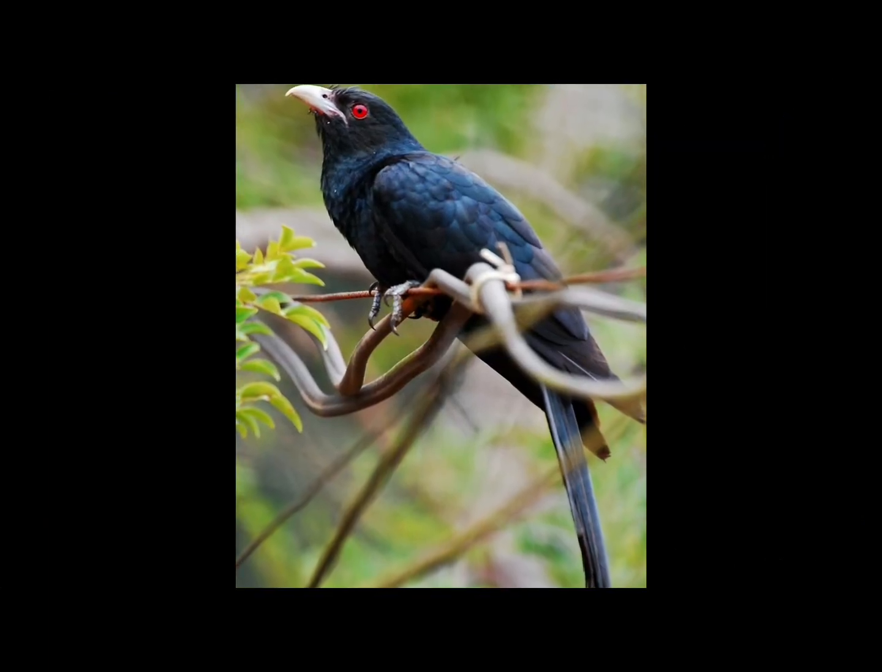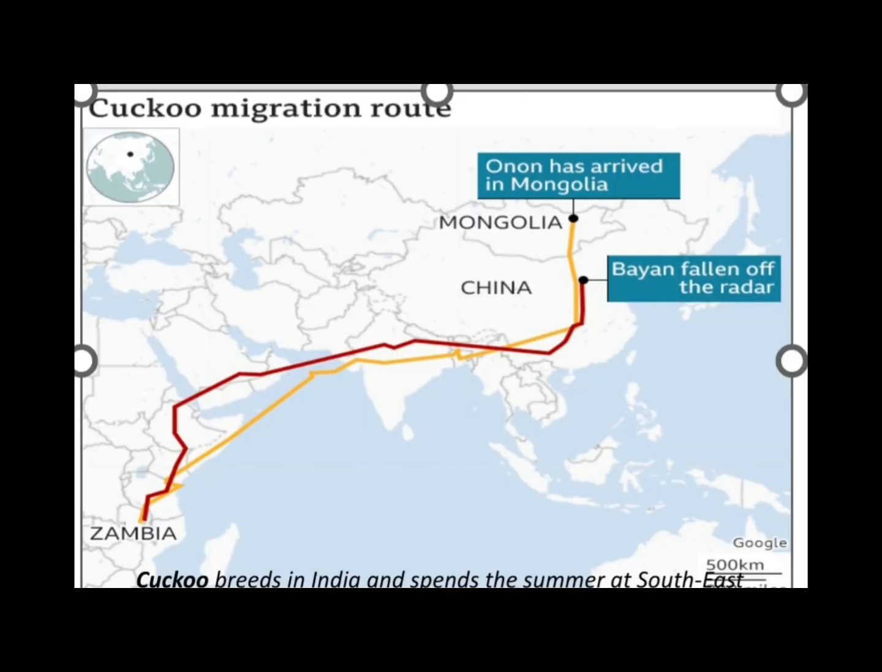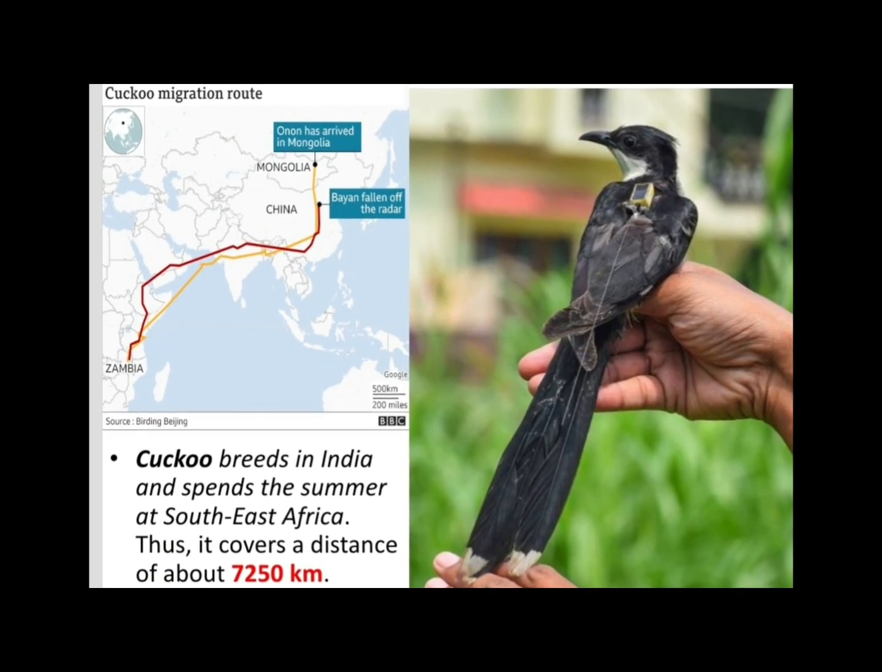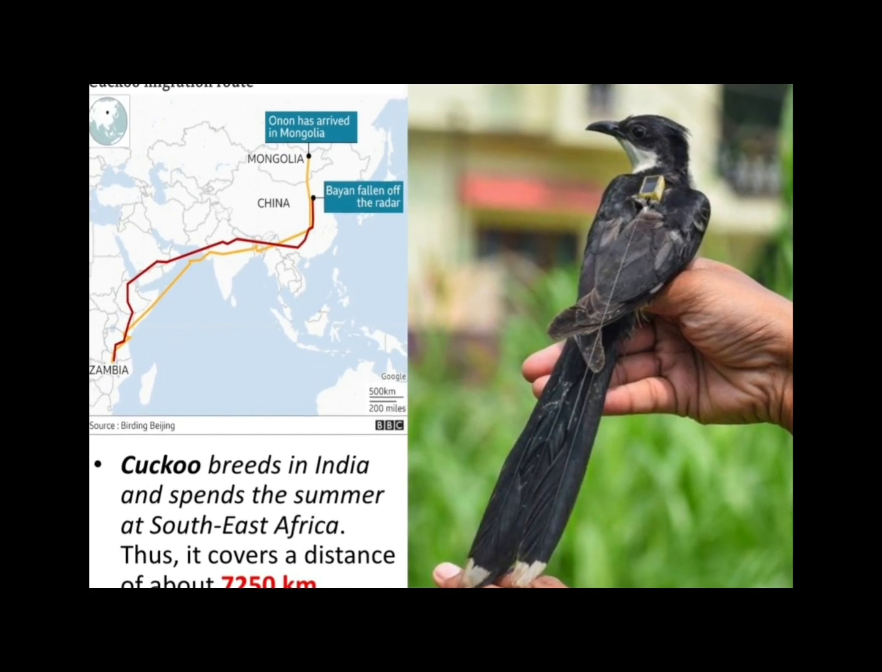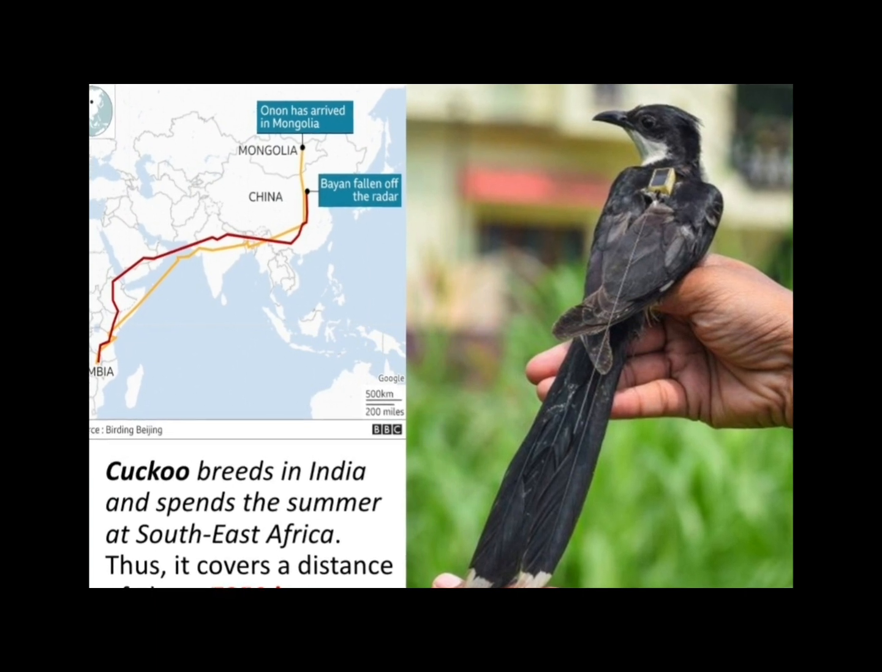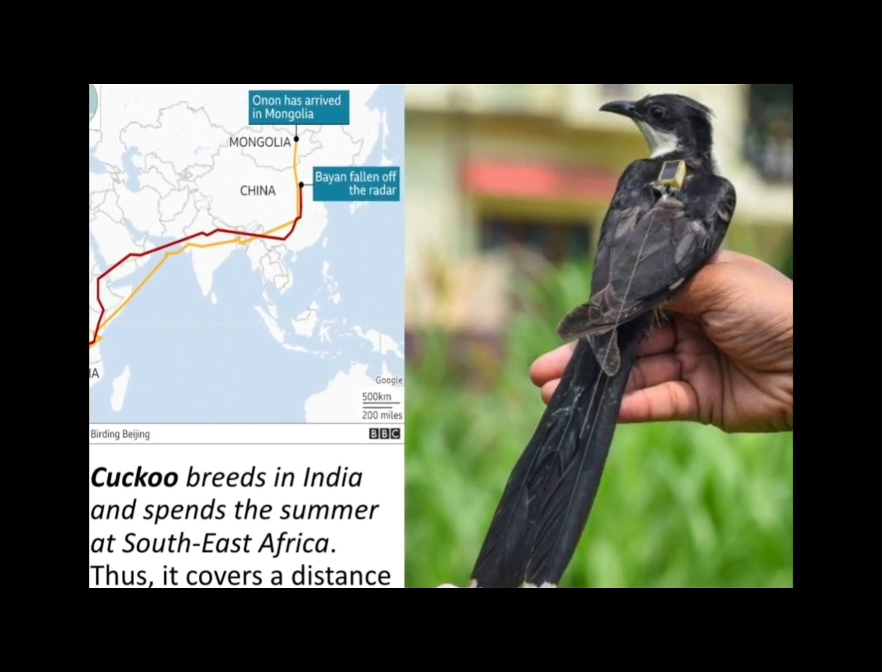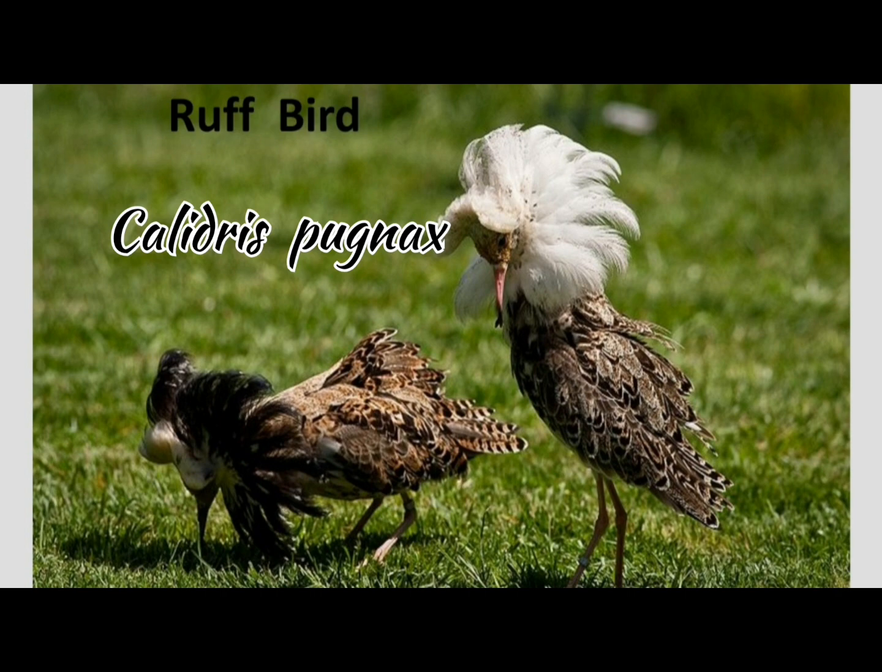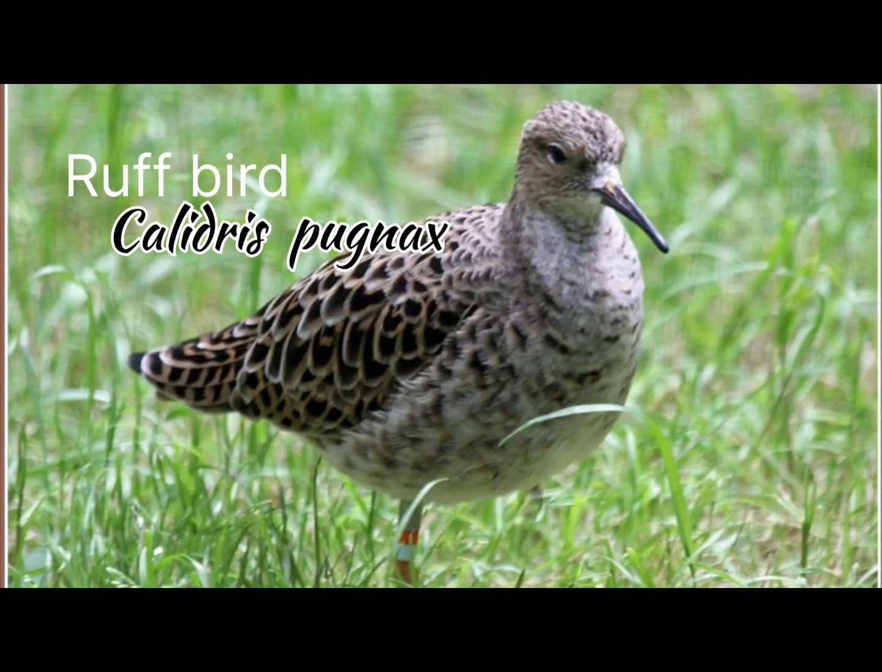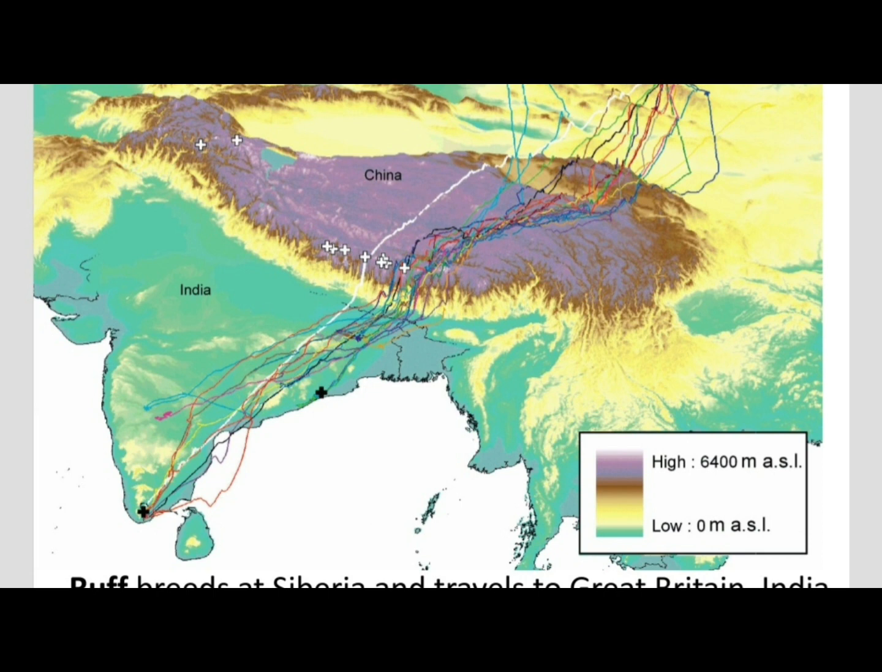The second example is the cuckoo, which comes from Mongolia, breeds in India and spends the summer in Southeast Africa. Thus, it covers a distance of about 7,250 kilometers. The third example is the ruff bird, Calidris pugnax, which breeds in Siberia and travels to India and then to Sri Lanka, covering a distance of about 9,650 kilometers.